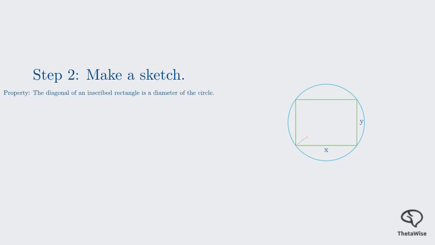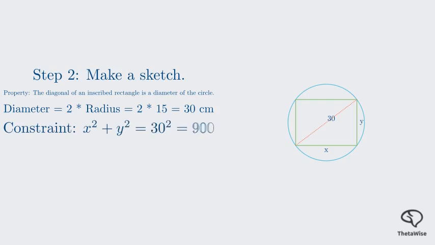There's a crucial geometric property here. The diagonal of a rectangle inscribed in a circle is always a diameter of that circle. Our radius is 15 centimeters, so the diameter is 30 centimeters. This means the diagonal of our rectangle is 30 centimeters. We can now use the Pythagorean theorem on the rectangle's sides and diagonal. This gives us a constraint: x squared plus y squared equals 30 squared, which is 900. Our objective is to maximize the area A, where A equals x times y.